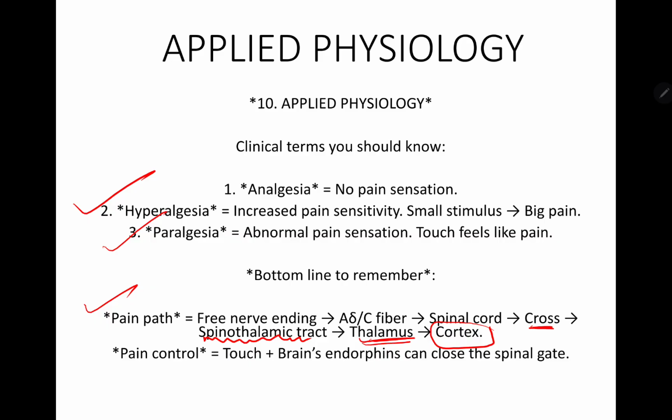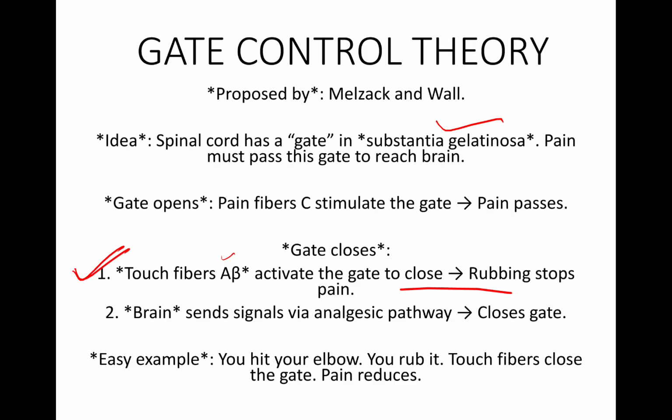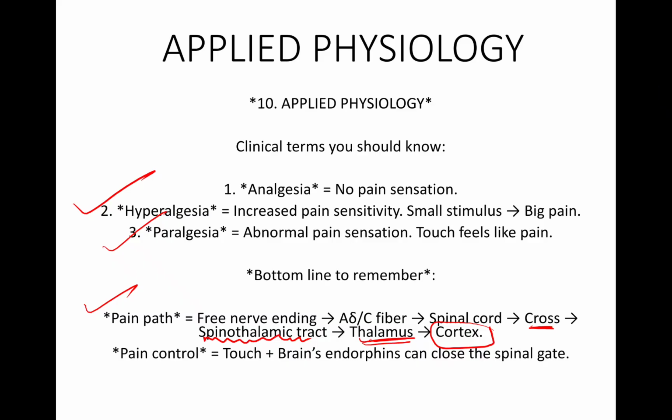Now, pain control. Touch: when you touch and rub, that is one. And the brain's endomorphins can close the spinal gate. We also saw this one: the brain sends signals via the analgesic pathway. That is the brain's endomorphins, its own painkillers. Due to these two conditions, you can control the pain.